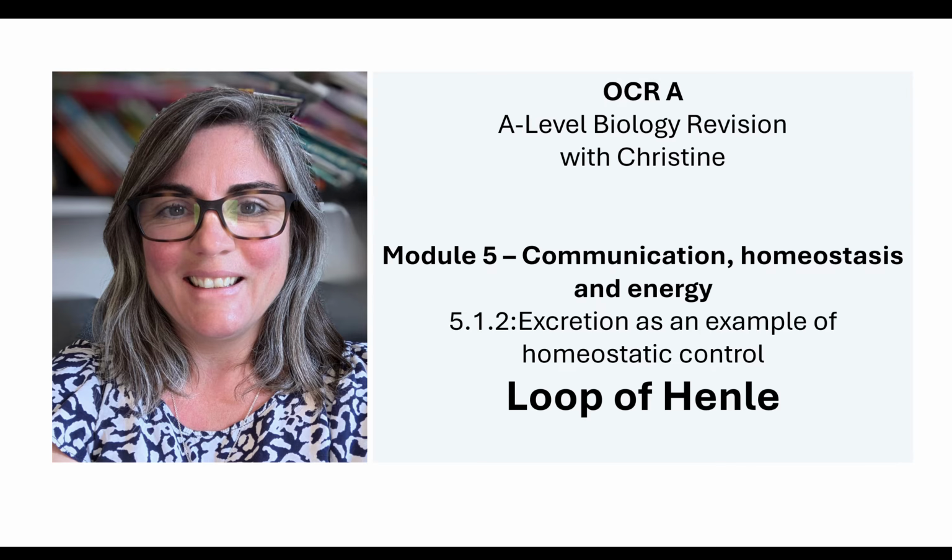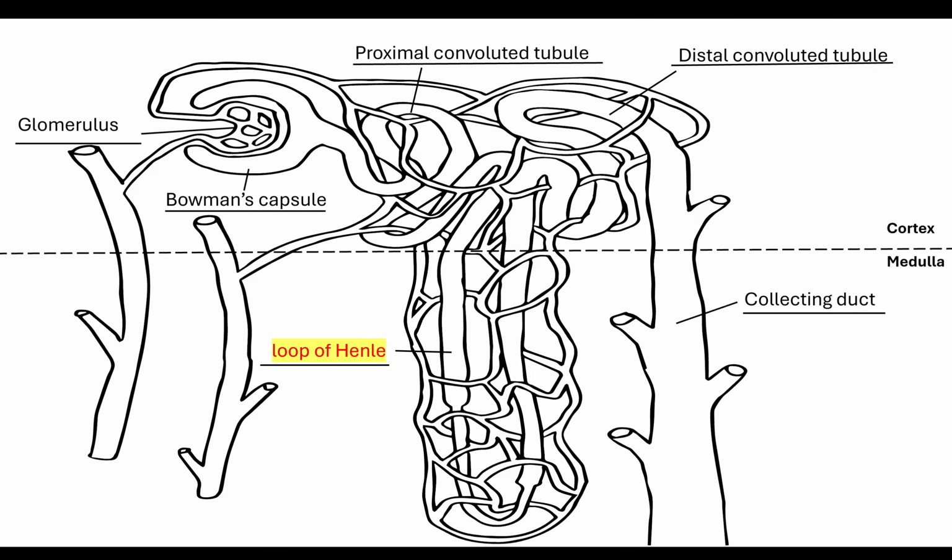So today's lesson I want to look at the loop of Henle as part of your kidney topic. So let's just remind ourselves about the structure of the kidney nephron. We have our glomerulus and our Bowman's capsule. We have our proximal convoluted tubule. We're then going to go down our loop of Henle, which is what we're going to focus on today. Then our distal convoluted tubule, and then the collecting duct leads down into the pelvis.